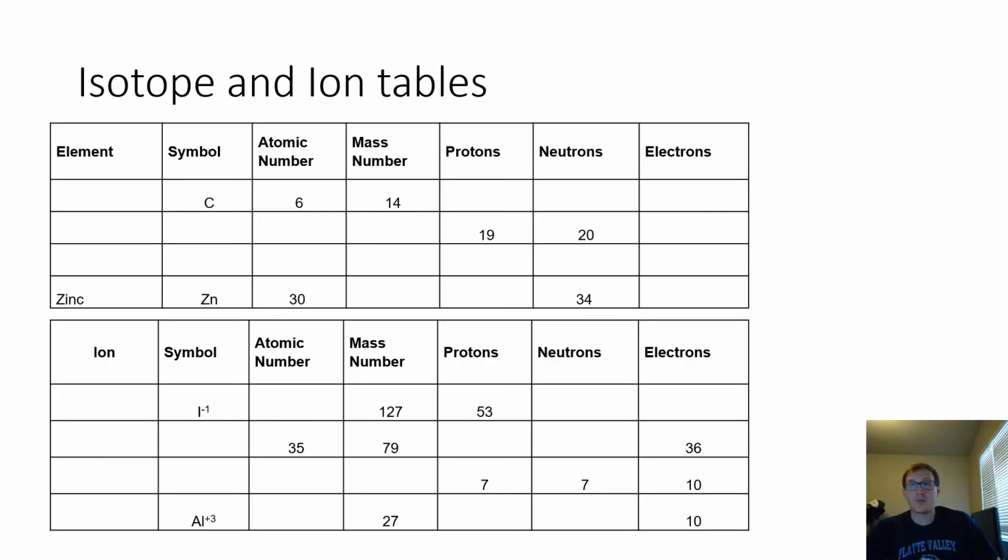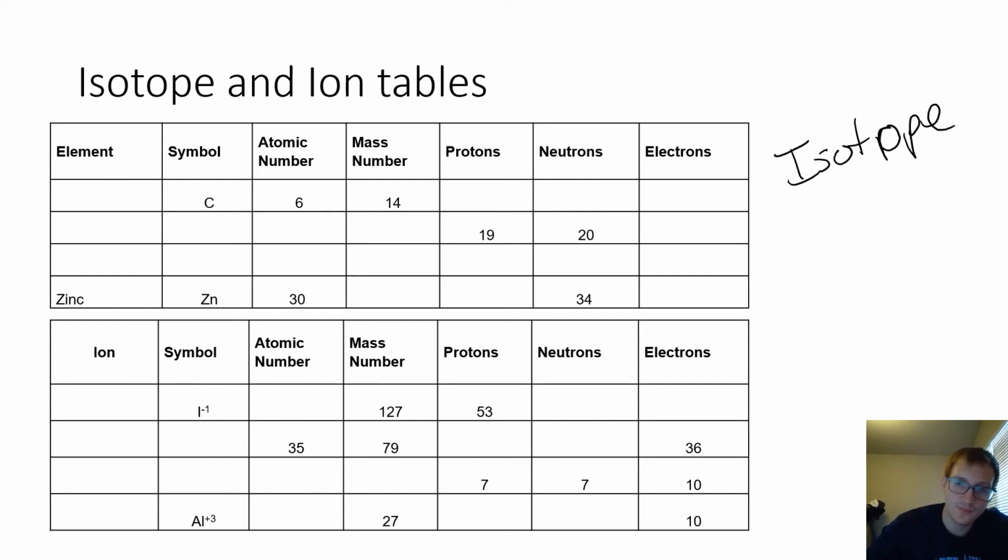Next we are going to talk about isotope and ion tables. This is the math portion of this. This top one is the one that deals with isotopes, and this one is ions. You can tell that based on the numbers right here and right here. Those are ions. The symbols for these ones are just regular and don't have any pluses or minuses. So that tells me that this is going to be about isotopes.